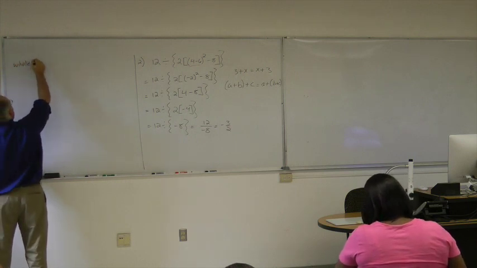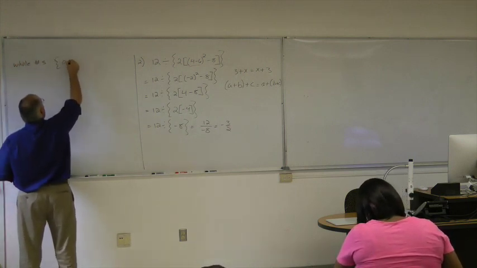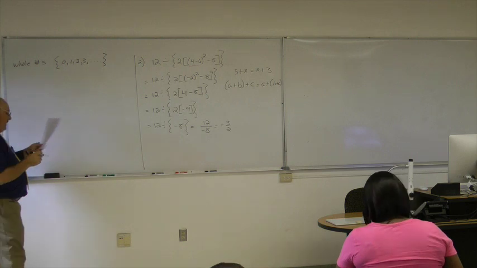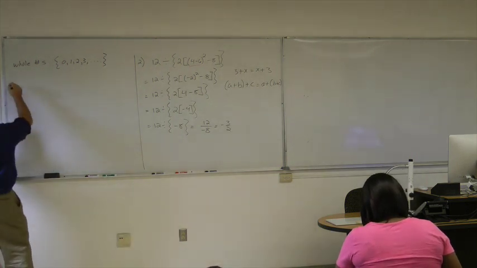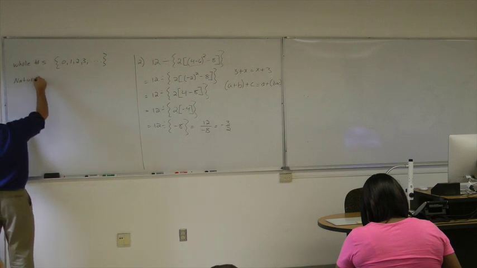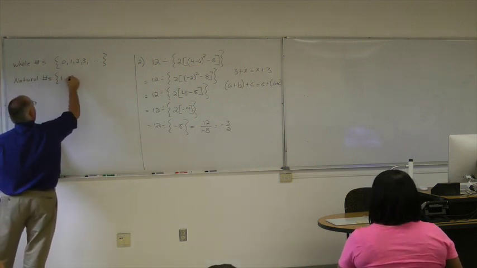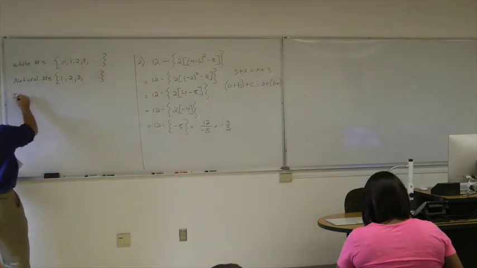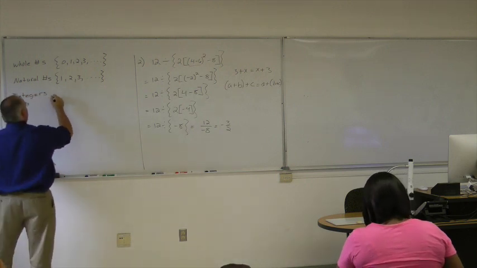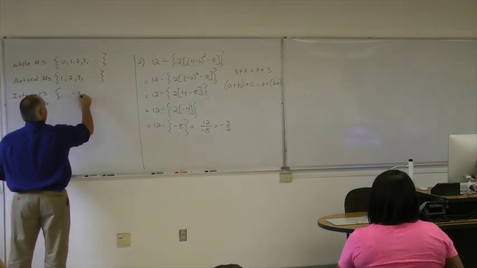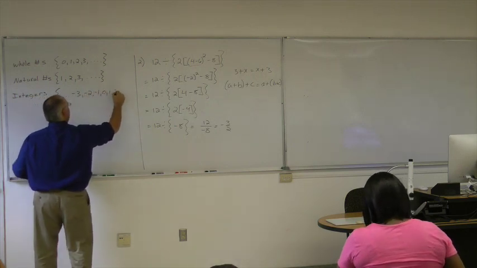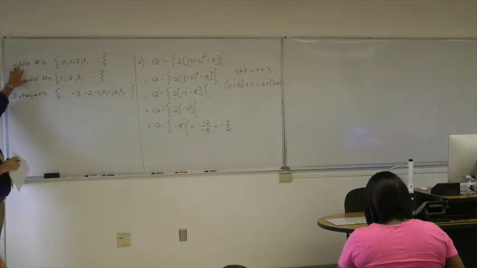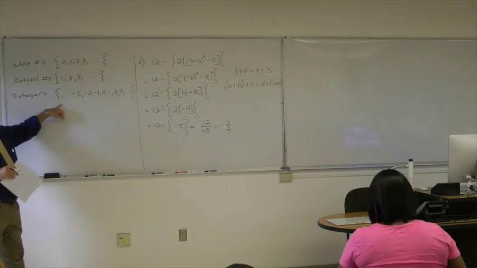Is actually what that problem is about. The set 0, 1, 2, 3, and so on. Those are whole numbers. I'll go through these. Natural numbers is 1, 2, 3, and so on. Integers: negative 3, negative 2, negative 1, 0, 1, 2, 3. All right, so those are the whole numbers plus the negative of everything.